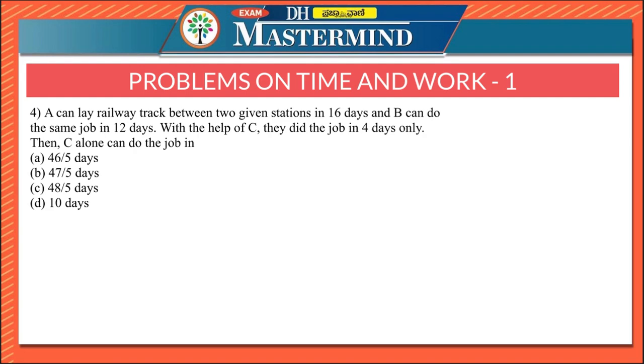Fourth question says A can lay a railway track between two given stations in 16 days and B can do the same job in 12 days. With the help of C, they did the job in 4 days only. Then C alone can do the job in?